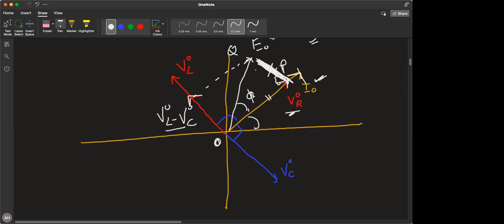Voltage across resistor is in the same phase as that of current. Why are they in the same phase? This we did in previous lectures, so I can't repeat it. You have to go through the recording if you missed those lectures. But the fact is, current and voltage across resistor are in the same phase. That's why I'm taking it.